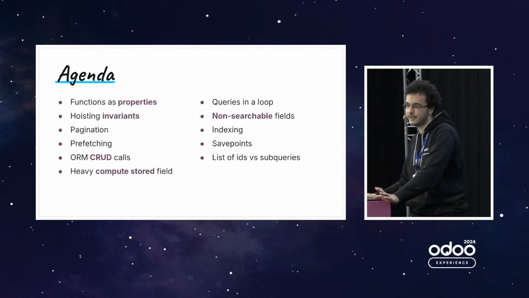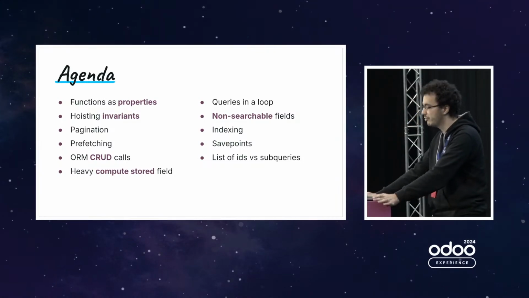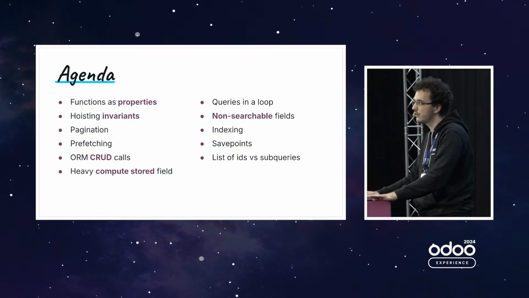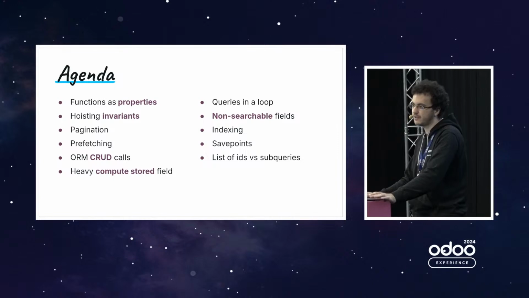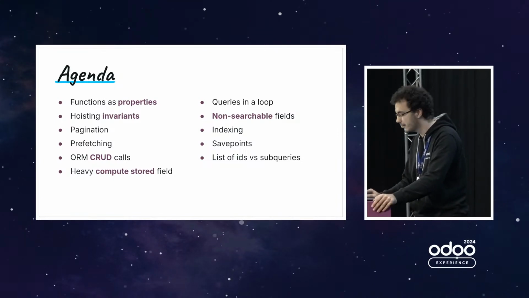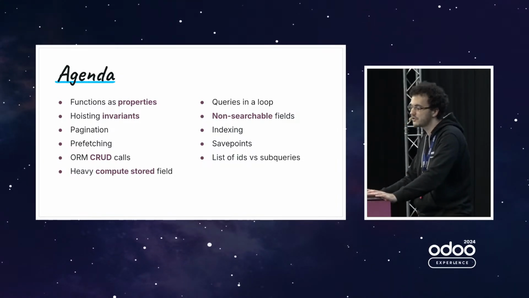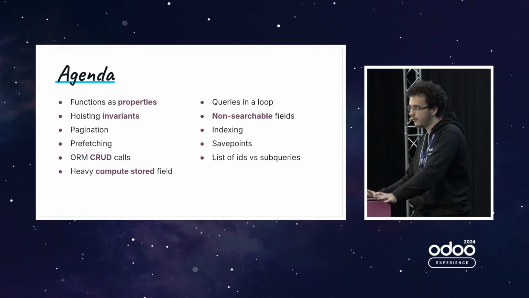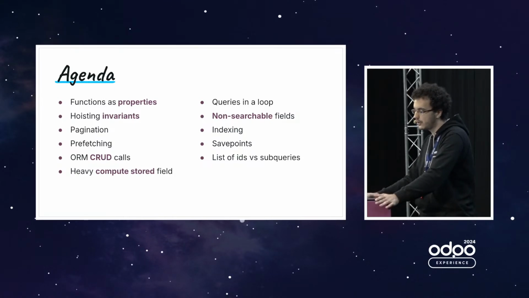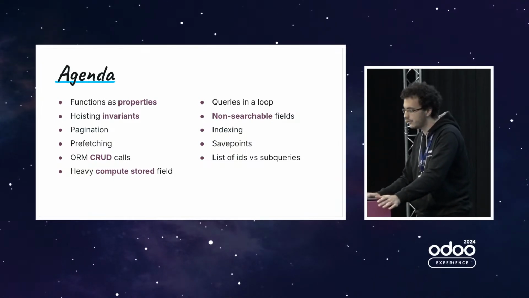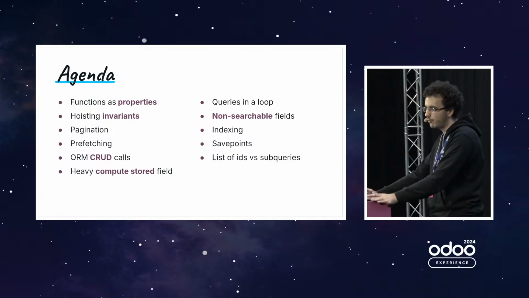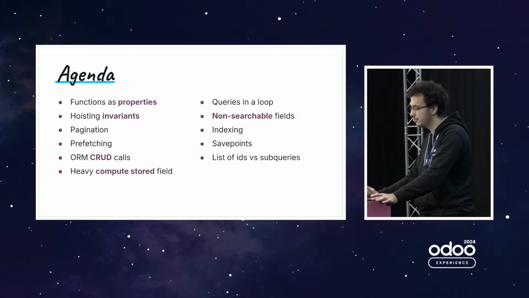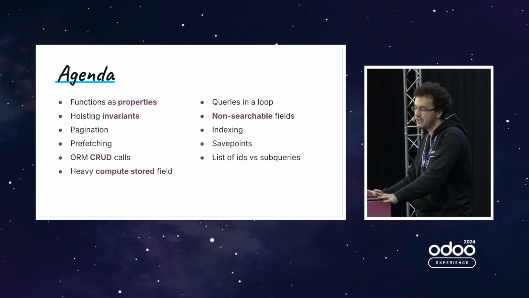So today's agenda is going to be a short bullet-point list of typical patterns that are issues, or recommended as good coding practices, but sometimes turn into a performance issue. We are going to talk about what a function and a property are, when to use them and when not, what an invariant is, prefetching, batching your CRUD calls, what not to do in a computed stored field, the n+1 problem, which is queries in a loop. It's a popular problem with ORMs, and how to avoid it in Odoo. A short mention of indexing.